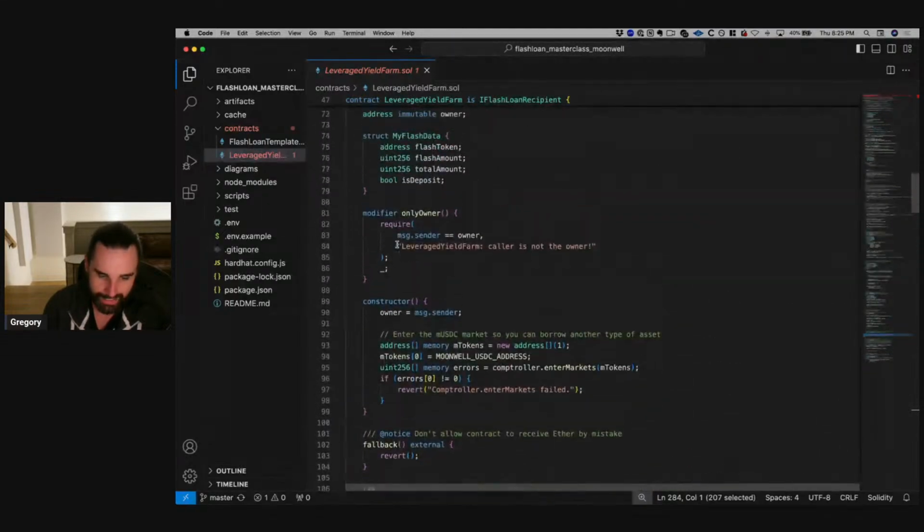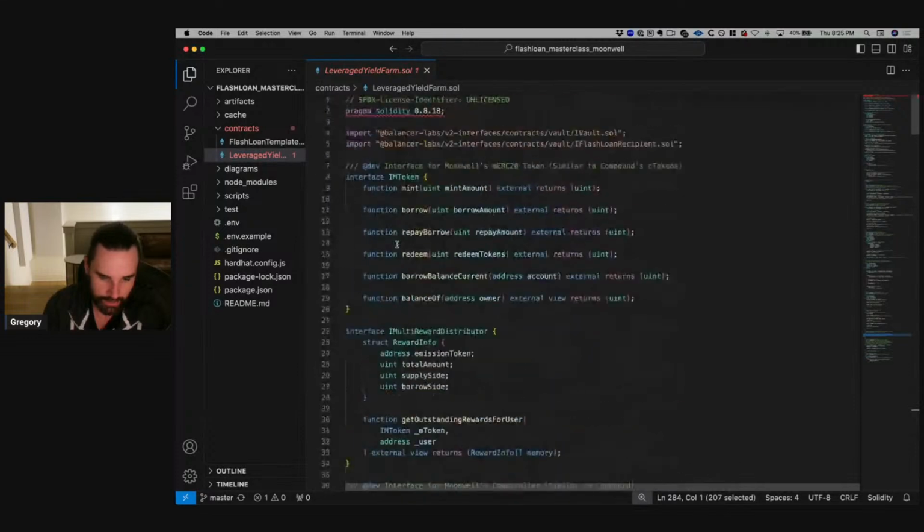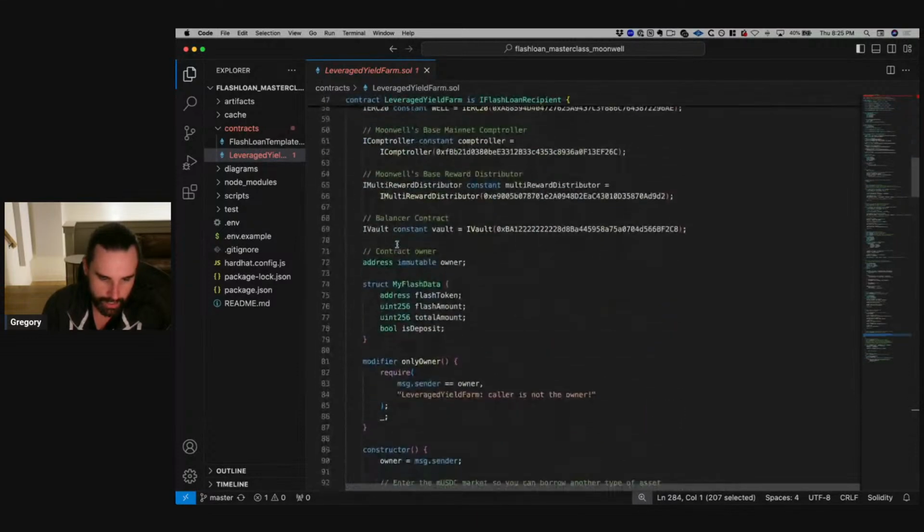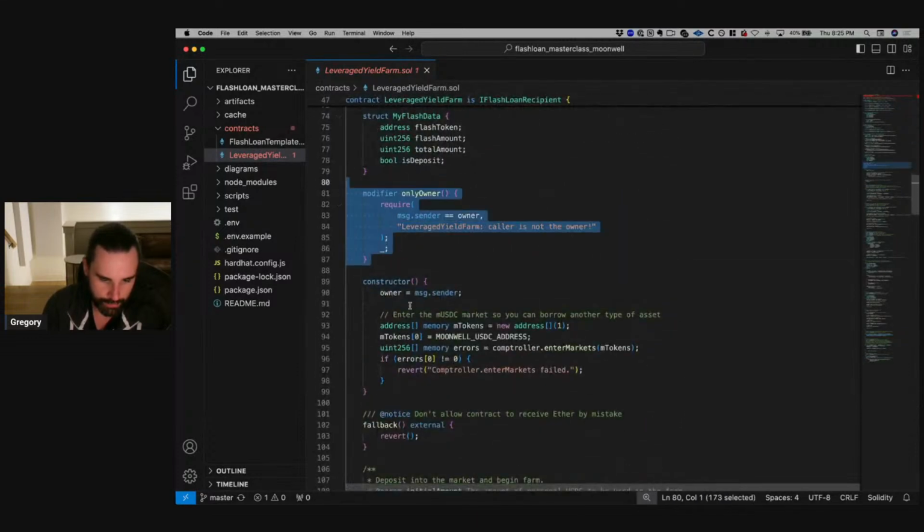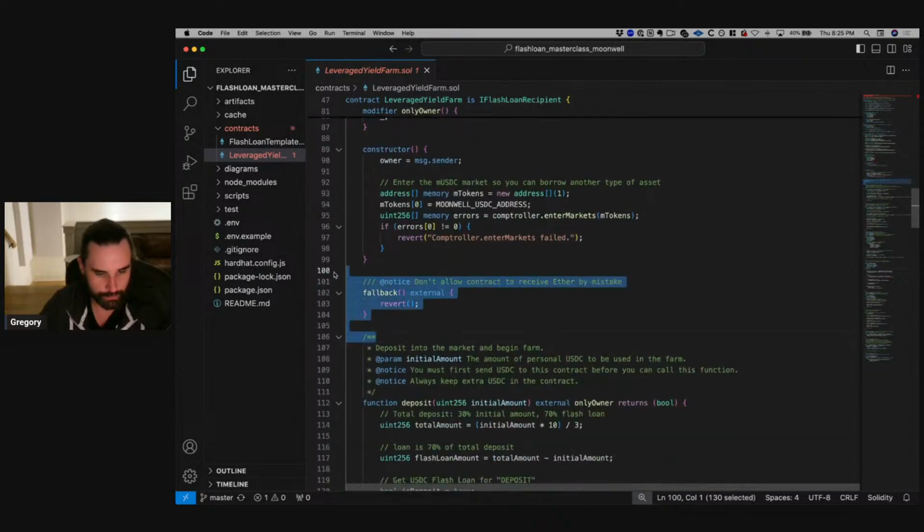And then also you can't accidentally send Ether to this contract, because that's what this function right here does. It prevents you from accidentally sending Ether to this contract. It won't let you do it at all.